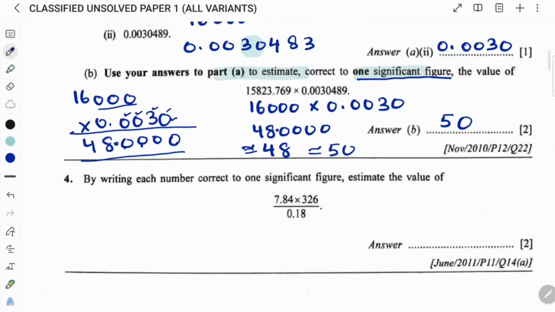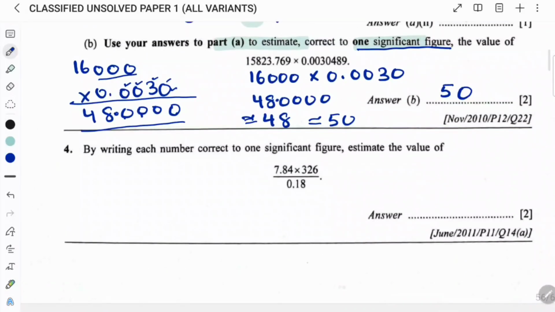Now the next question. By writing down each number correct to one significant figure, again write down your number to one significant figure and then estimate. You have 7.84, 326 and 0.18. One significant figure number, we are going to do it. 7.84.